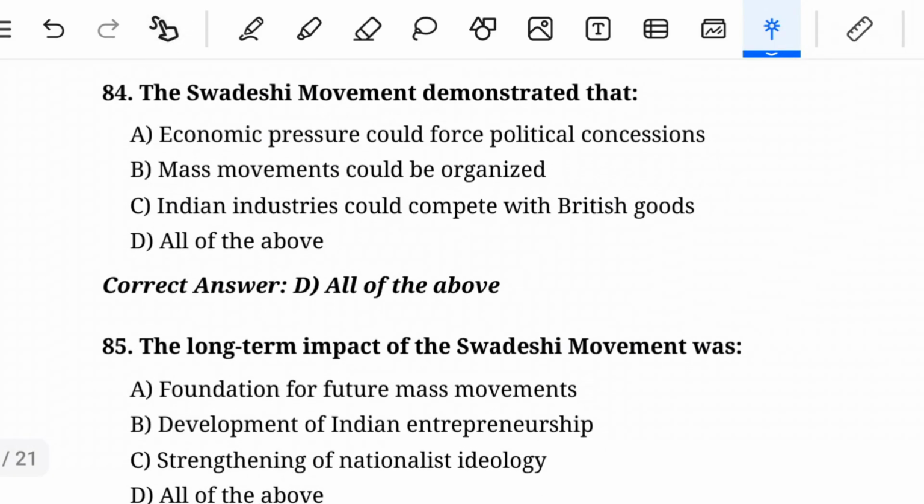84. The Swadeshi movement demonstrated that: A. Economic pressure could force political concessions. B. Mass movements could be organized. C. Indian industries could compete with British goods. D. All of the above. Correct answer: D. All of the above.